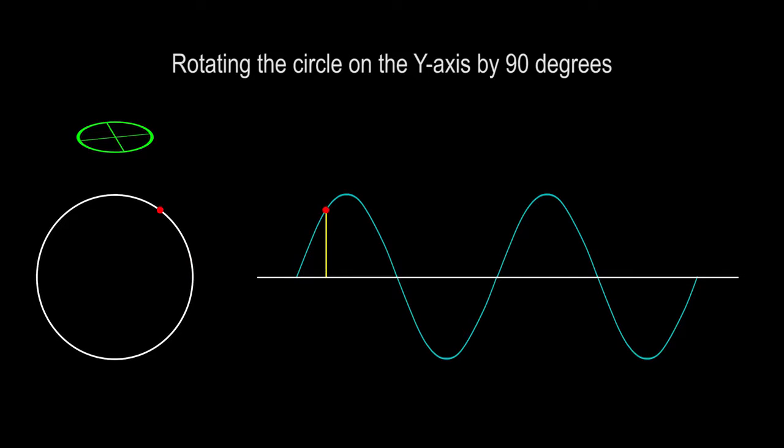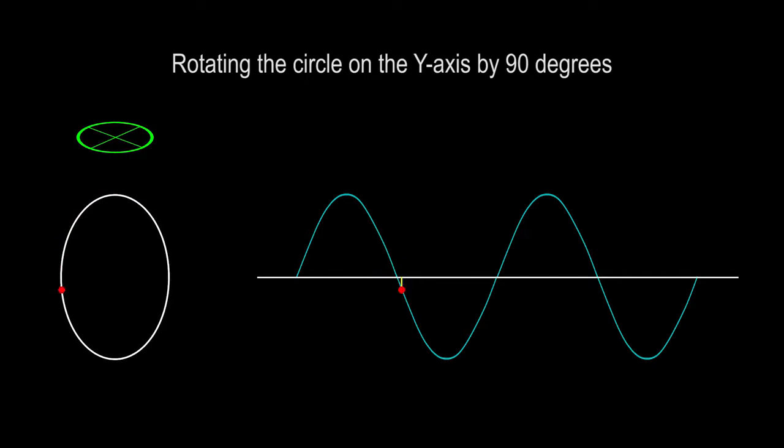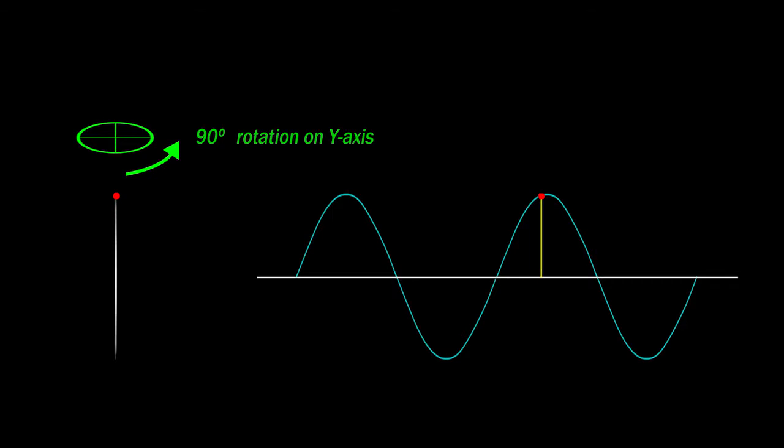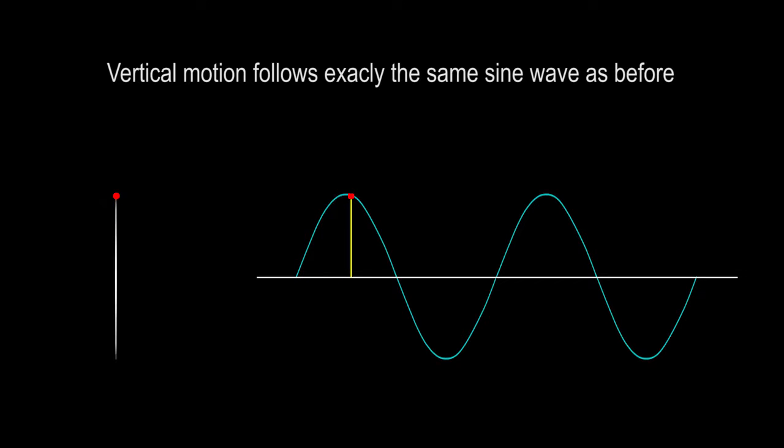Well, let's go back to the example of an object moving around a circle. If we now view it from a 90-degree angle, we no longer see the horizontal motion, only the vertical up and down motion. The sine wave in the vertical axis will be the same as it was before, but the sine wave in the horizontal axis has been completely flattened out.